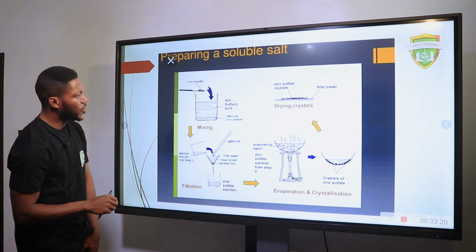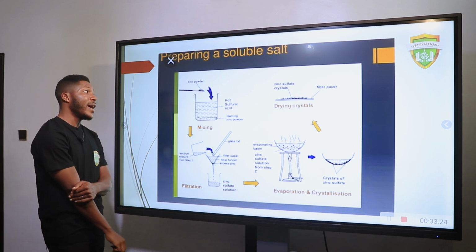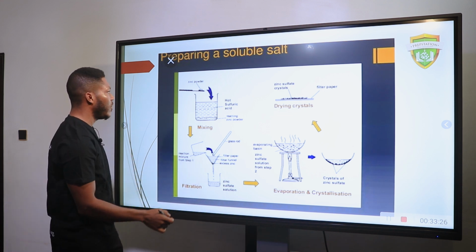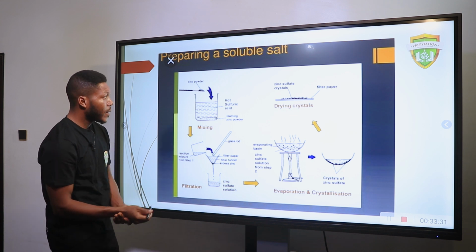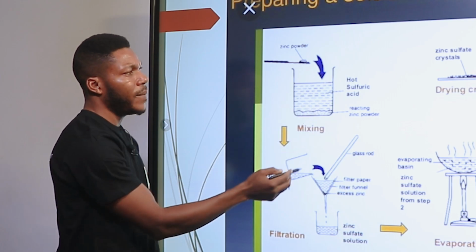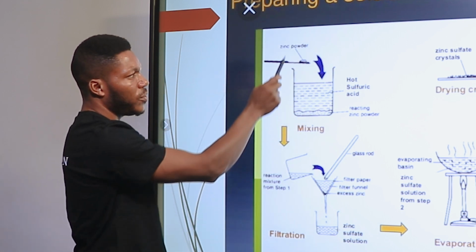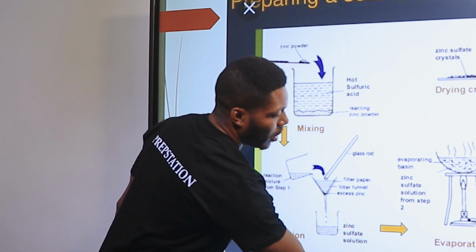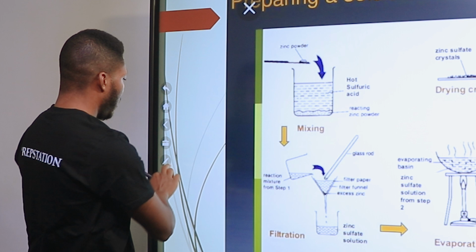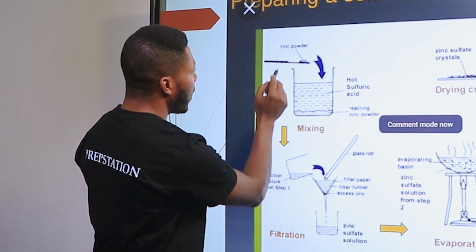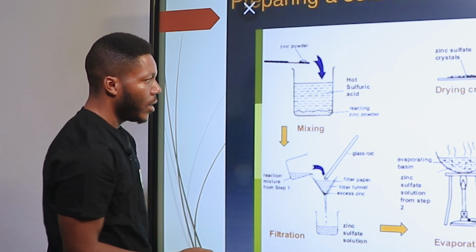All right, preparation of salt. This is the process in which salt is produced. General concept: first of all, you depend on the kind of salt you want to produce. So this is your acid, for example, sulfuric acid, and this is your zinc powder. You dissolve your zinc powder in the sulfuric acid. You stir. What happened?